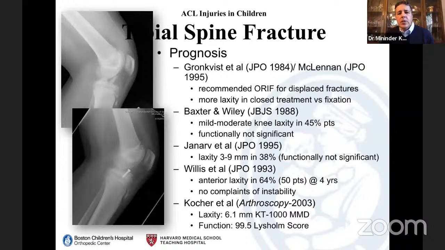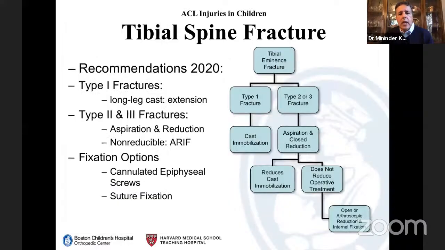The prognosis for tibial spine fractures tends to be good. So even with anatomic reduction and internal fixation, these patients do well and return to sports. However, there may be some laxity of the ACL, and this may be because of some stretch or plastic deformation of the ACL that occurs at the time of injury. So what are the treatment recommendations 2020?